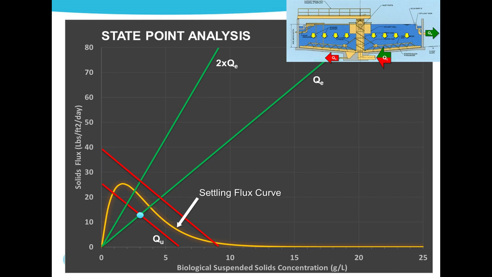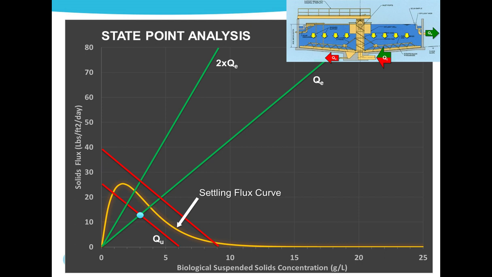An example of how we would use this is shown in this next example. And this is another example. The second green line, we've increased the flow rate to twice the overflow rate. Increasing the solids flux in the overflow and the underflow moves the state point outside the curve. This predicts that under these conditions, proper settling would not occur and that the solids would be carried over in the overflow.